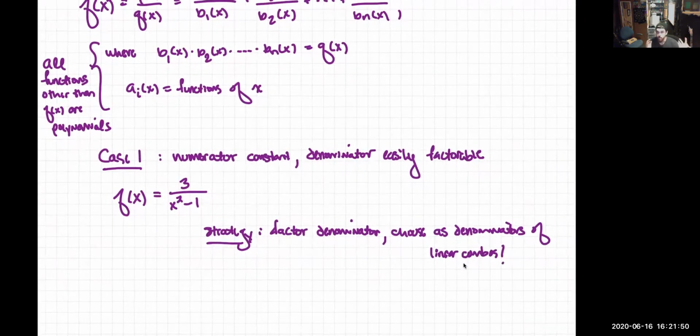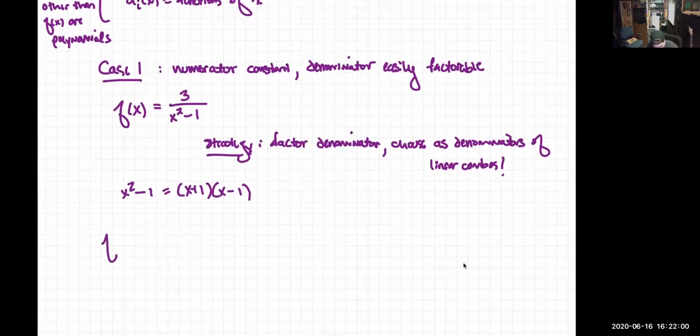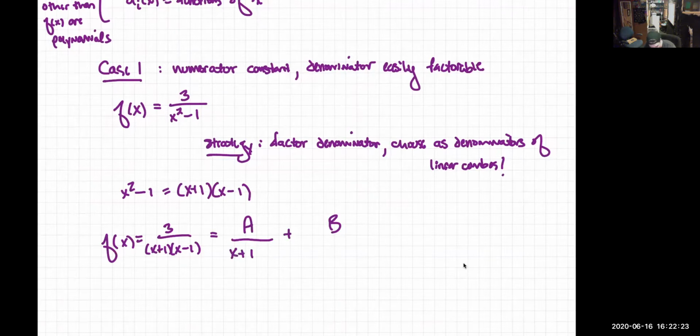So x squared minus 1 factors into x plus 1, x minus 1, because it's a difference of squares. So this means that f of x is equivalently 3 over x plus 1 times x minus 1. And what I'm going to claim, because the factor in the numerator is a constant, that means I want to express this as a string of constant values. I'm going to assume that there are some constants a and b such that we can split this into a over x plus 1 plus b over x minus 1.